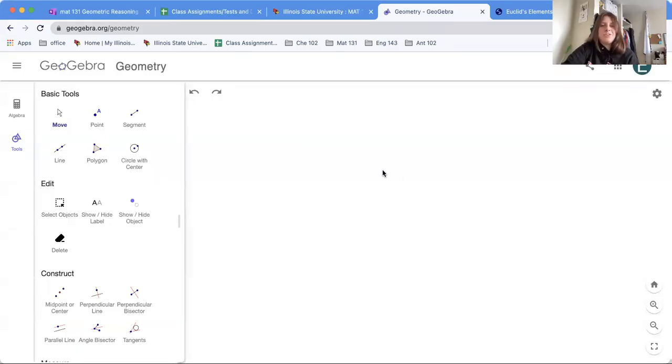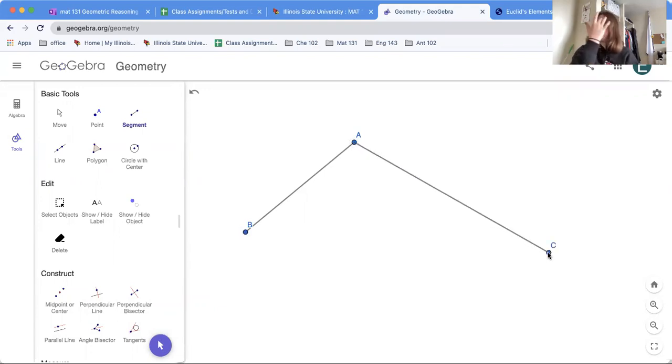Okay, so today I'm going to show you how to bisect an angle. We're going to start with adding two segments. First segment AB, and then the second segment is going to also include A. It's going to be AC. Now this is going to be our given angle.